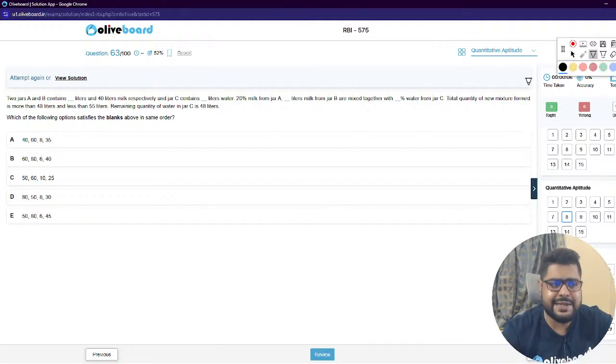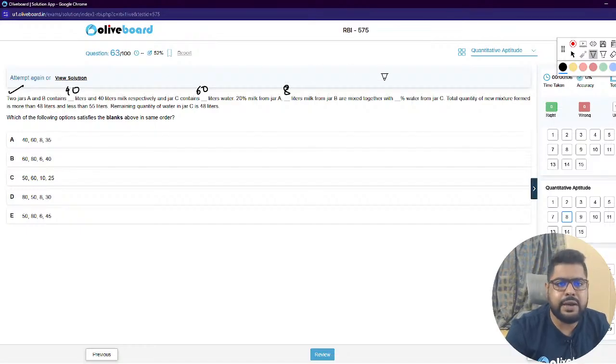Now, these questions are easy actually. 2 jars A and B contain this. Now again, there are 4 blanks. I told you, there is no way you can get your answer if there are more than 2 blanks. So don't ever try and put anything like XY, because there will be a 4 variable equation which is near impossible to calculate, right? Like in the exam hall. So you put values, you put options like this. So first option, 40 here, 60 here, 8 here, 35 here.